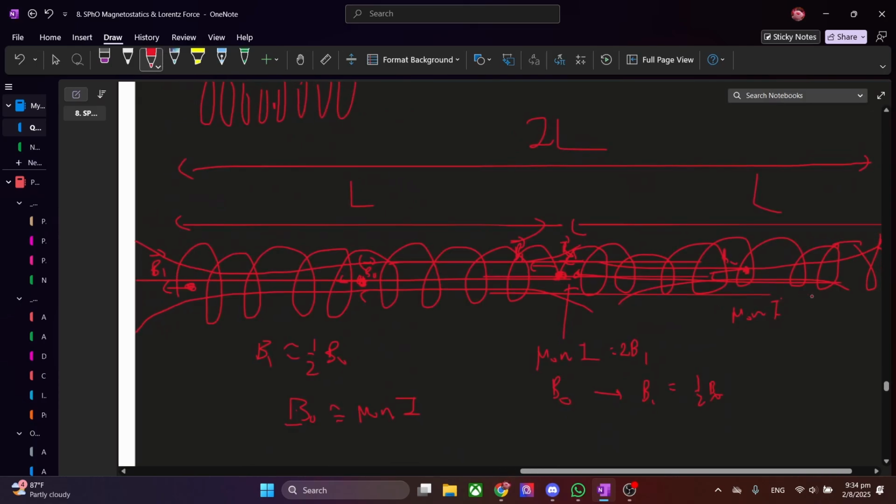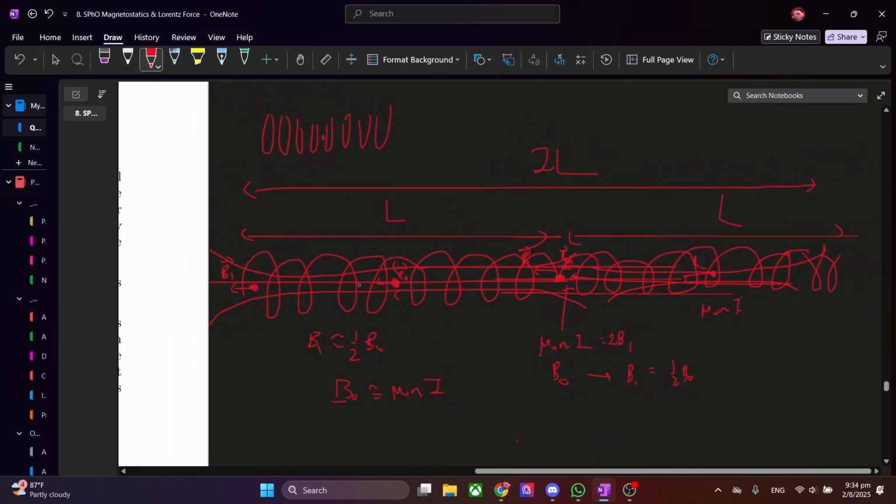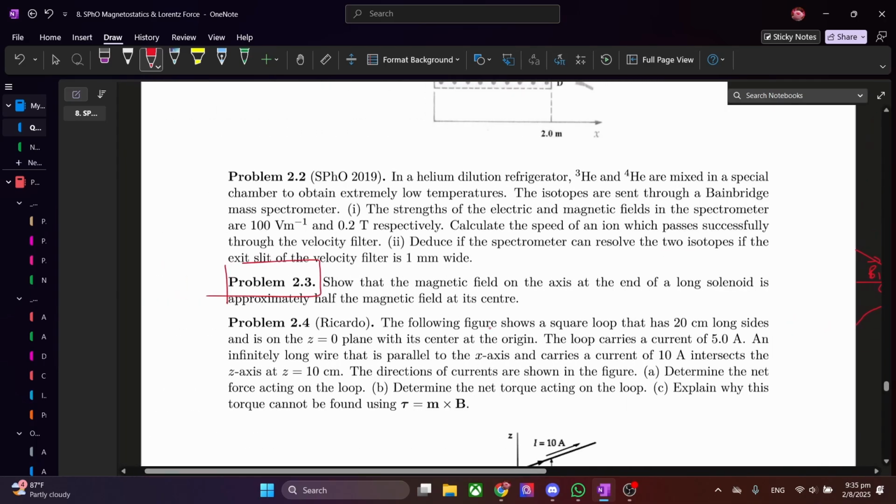And it's just a matter of superposition. And this is actually an important example to illustrate how important superposition can be sometimes. It can really help. Yeah, that's problem 2.3.